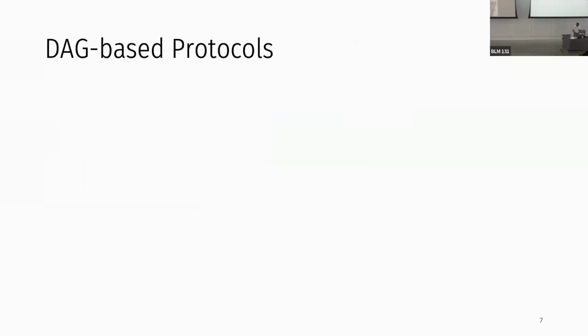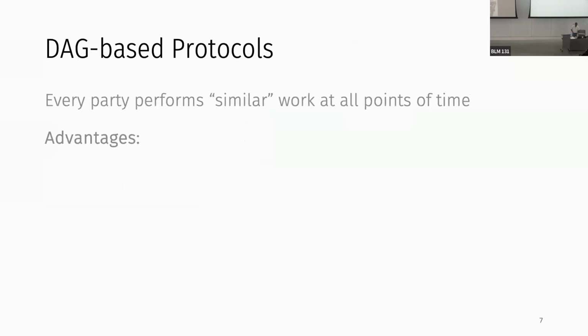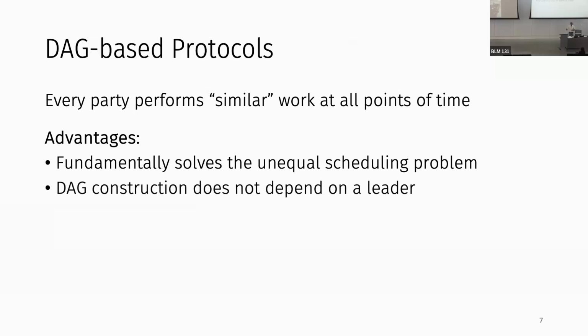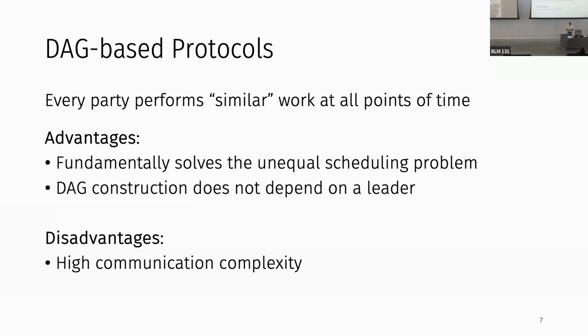So this new line of work on DAG-based protocols actually addresses both of these concerns in a more natural manner. And they do this by ensuring that every party performs a similar amount of work at all points of time. Because they're doing similar work at all points of time, it fundamentally solves this unequal scheduling problem that we were discussing earlier. And second, because your DAG construction itself does not rely on the leader, even if a leader fails, the construction proceeds, and eventually you will see progress. The disadvantage, though, is since everyone is working at all points of time, you do have high communication complexity.